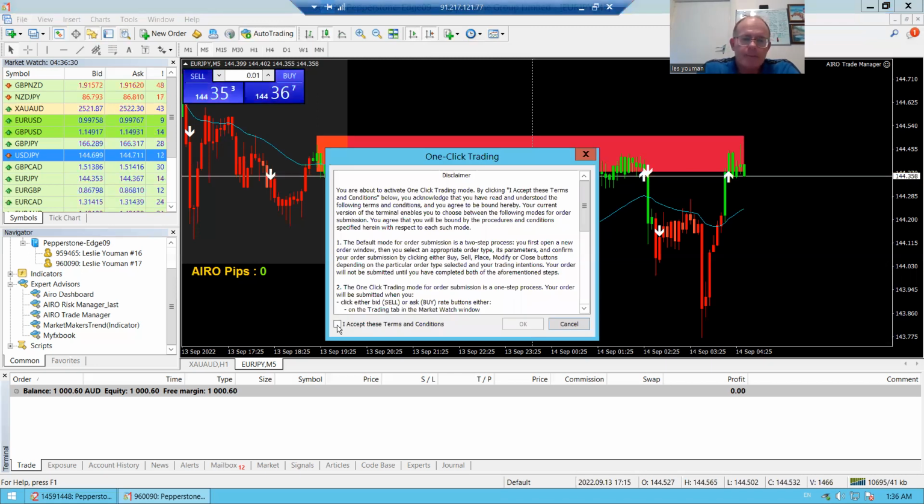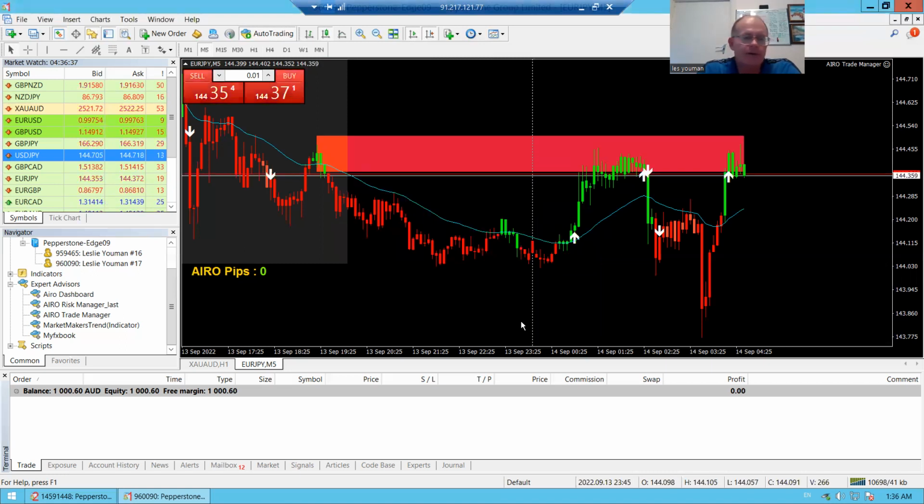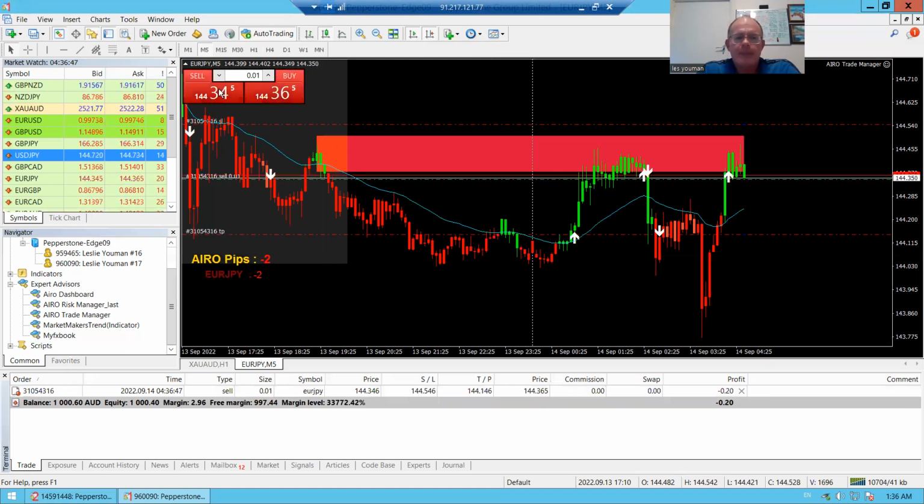If you've never placed an order on this account before, I have on this account, but not via this MT4 platform, you will have to go through that process to allow one-click trading. Now I'm going to place a trade by clicking right there. So it's placed my sell order. It's also put my stop loss and my take profit. So you can just leave it like that.